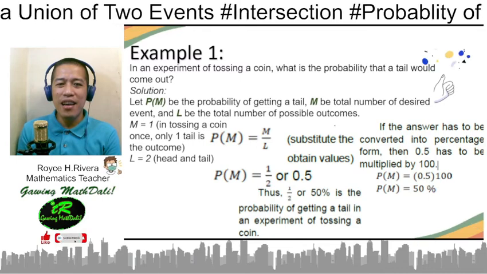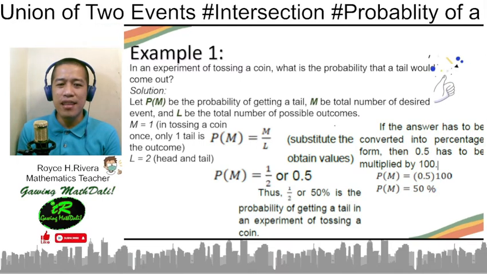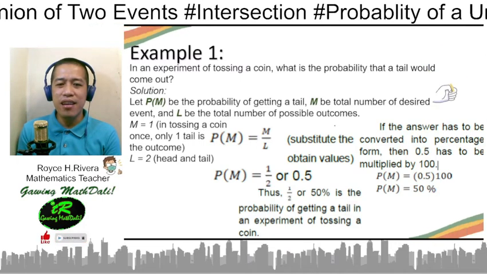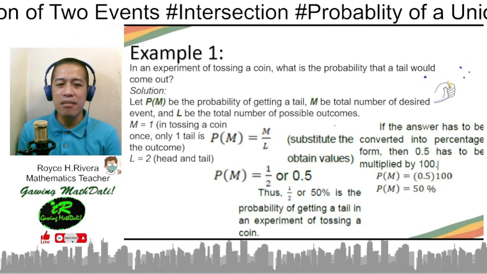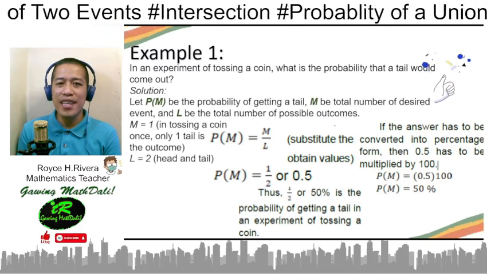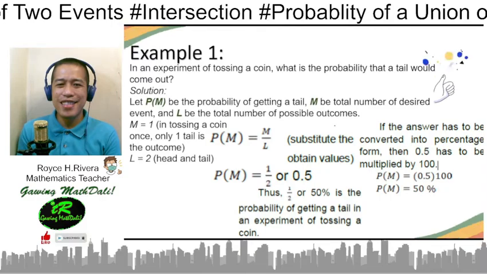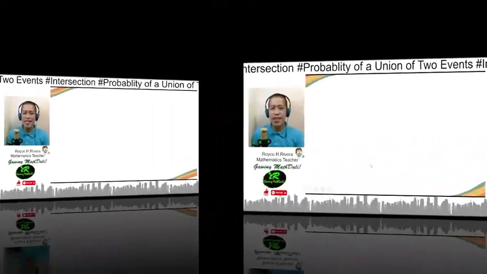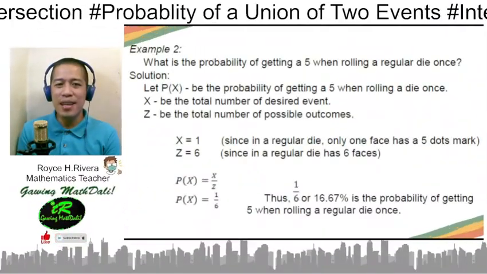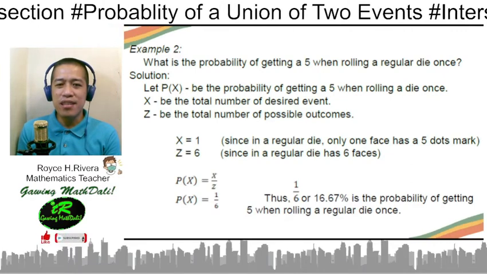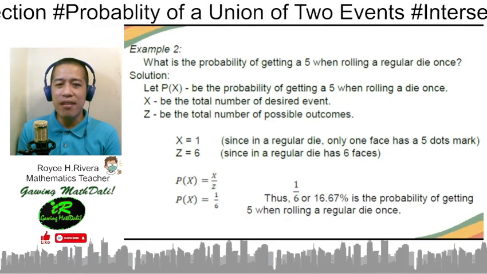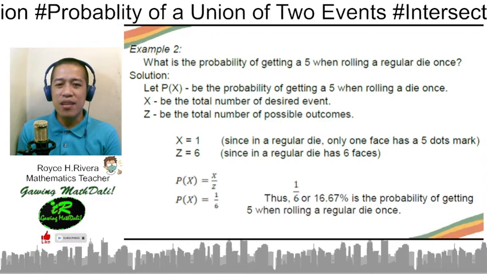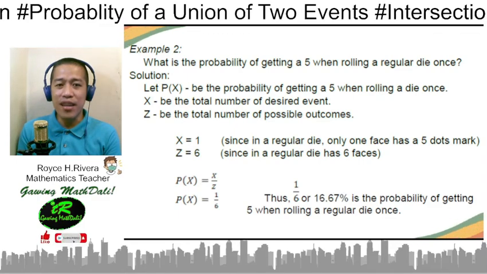Thus, 1/2 or 50% is the probability of getting a tail in an experiment of tossing a coin. We now proceed to example number 2. What is the probability of getting a 5 when rolling a regular die once?